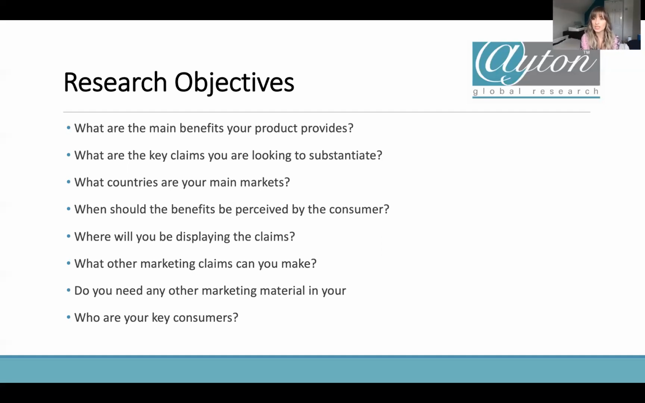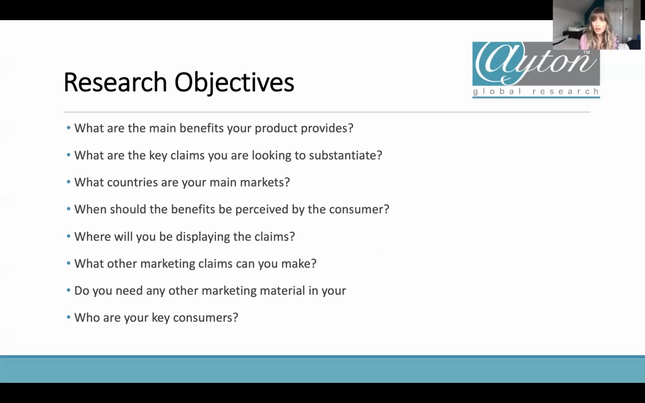Always think about where you'll be displaying the claims. Again, the more you think about it in the first instance, the better we can design the research. So if it's pack copy, we could have a look at the pack copy that you want to have on there, and we'll make sure that we've designed a questionnaire around that. If it's going on to social media, we might think about doing some videos to support that. There's lots of things to think about. So again, if you know you're displaying the data, the better we can do with the presentation of it.